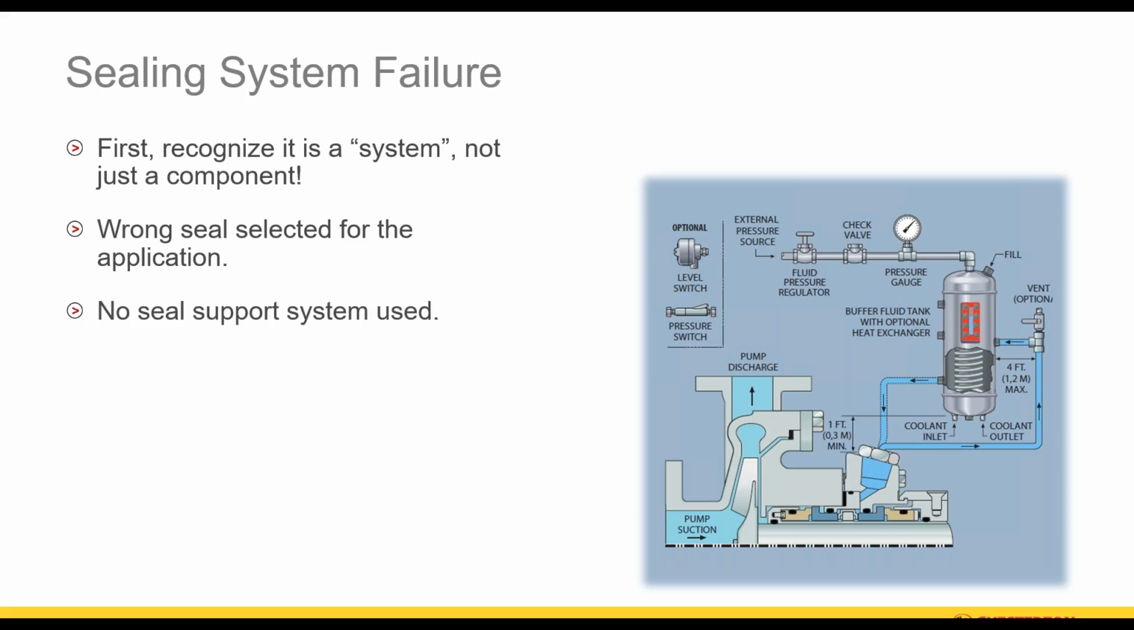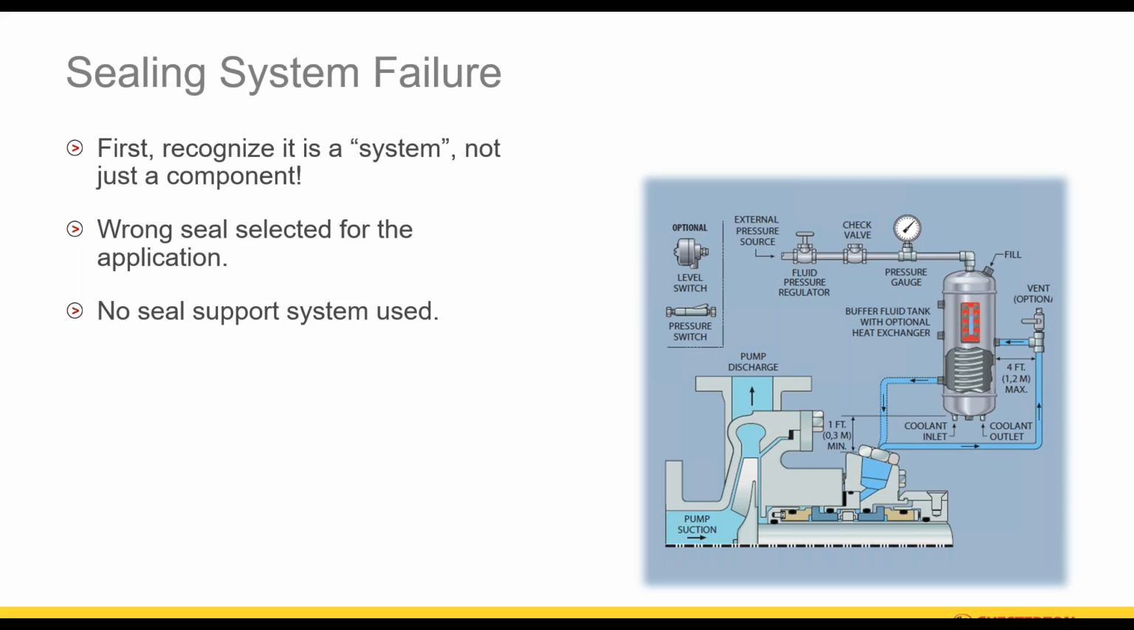Another big issue we see is there's no seal support system, and we'll talk about seal support systems in another one of these modules later on this year. But what we're talking about is, if it's a single seal, you have a flush line or discharge recirculation line, or if it's a double seal, you have one of these more elaborate barrier fluid or buffer fluid tanks.